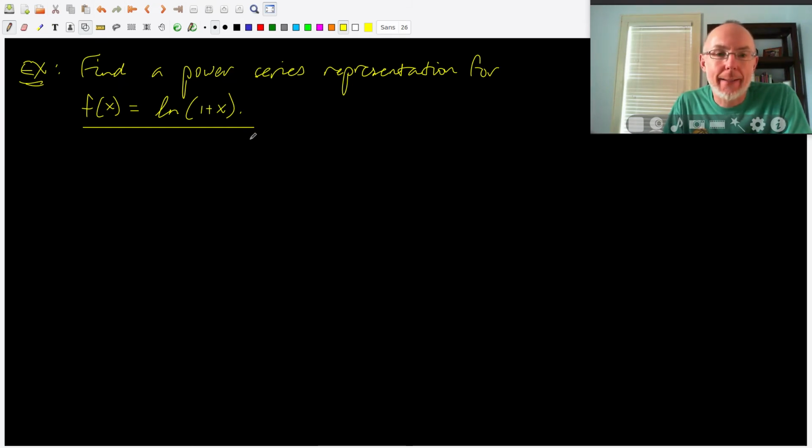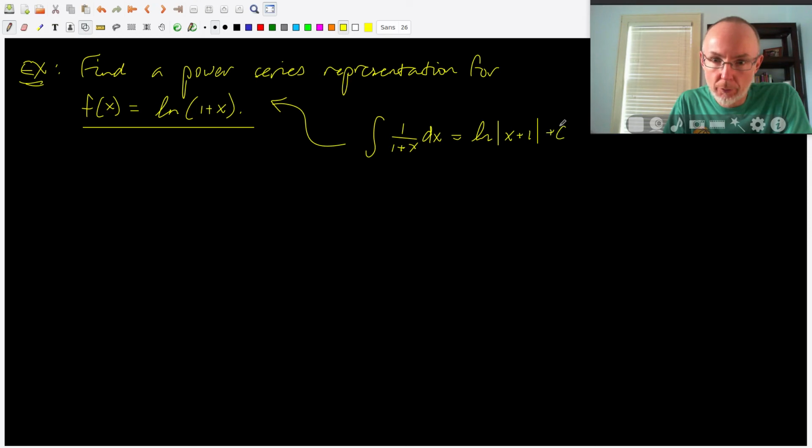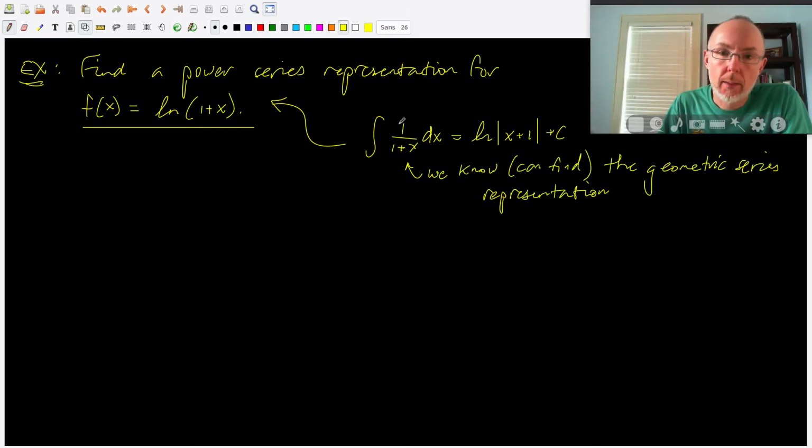And thinking about that, I don't know how to do it, but I do know one connection, and that's the integral of 1 over 1 plus x. The integral of 1 over 1 plus x is the natural log of the absolute value of x plus 1, plus a constant. And so that gives me some hope because this I know the geometric series for. If I can find the geometric series representation for this, then I'll be able to integrate term by term and get the geometric series for log.